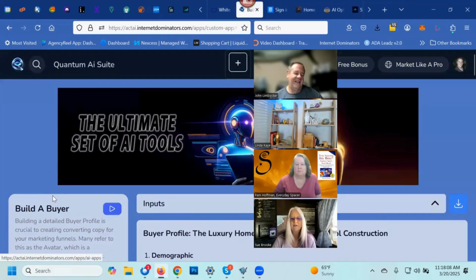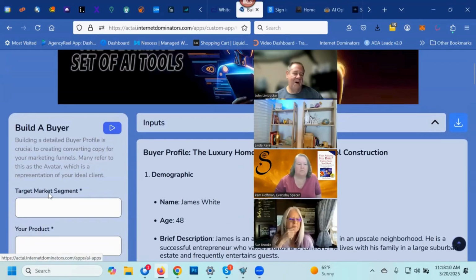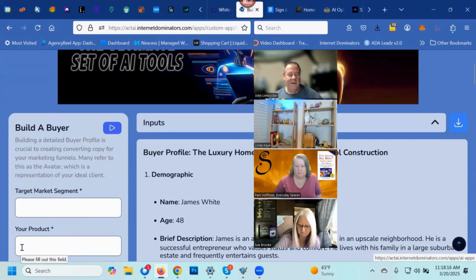So let's say, as far as your market segment, it could be veterinarians. And then over here, you could put boarding kennels for your product. Okay. So they're not necessarily going to buy, but they are the perfect referral. So it could do that job for you.